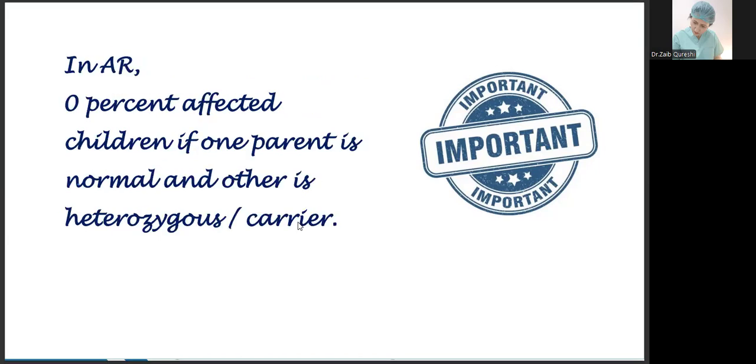Okay. Can you read this slide as well? In autosomal recessive, 0% affected children if one parent is normal and the other is heterozygous or carrier. Okay. So your friends will tell you whether this statement is correct or not.